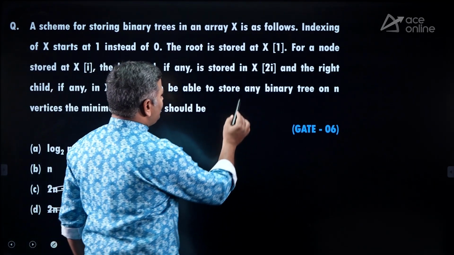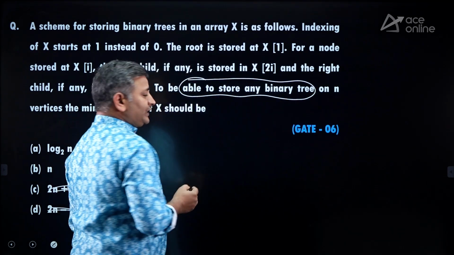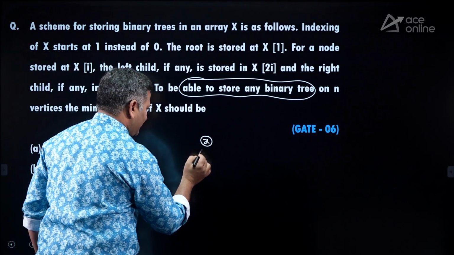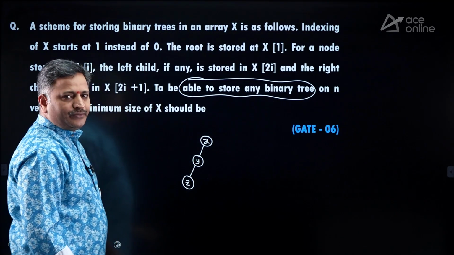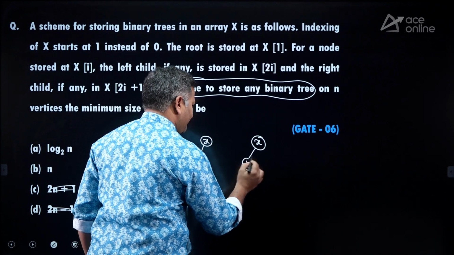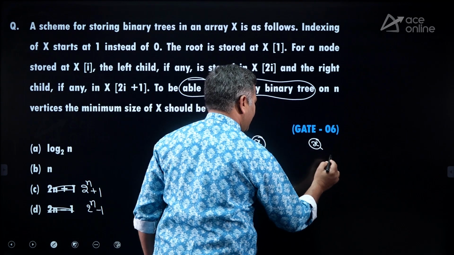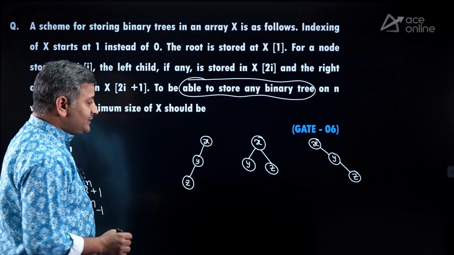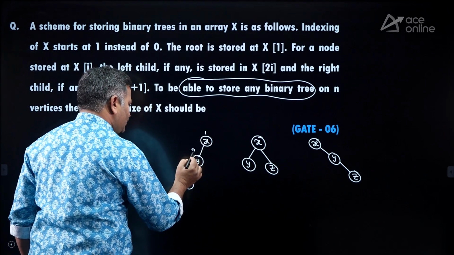Since they are using the words to be able to store any type of binary tree, therefore you take all types of binary trees, friends. For example, if you consider left skewed binary tree x, y, z with 3 nodes, and with 3 nodes, full binary tree is looking like this: x, y, z. With 3 nodes, right skewed binary tree is looking like this: x, y, z. When you start indexing these elements, root node index is starting from 1, left child 1 into 2, 2, 2 into 2, 4.